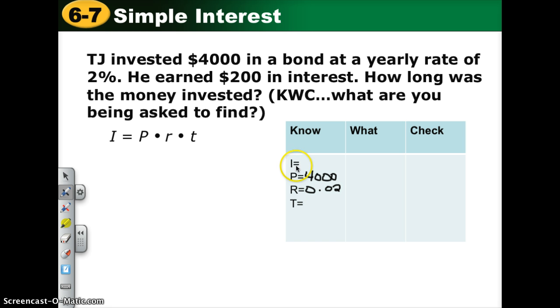He earned $200 in interest. So I would be $200. So far we've used these 3 pieces of information. The question asks, how long was the money invested? So we're looking for the amount of time.